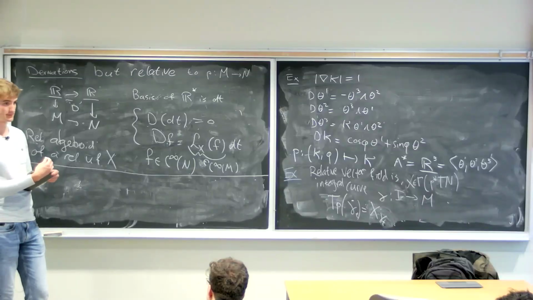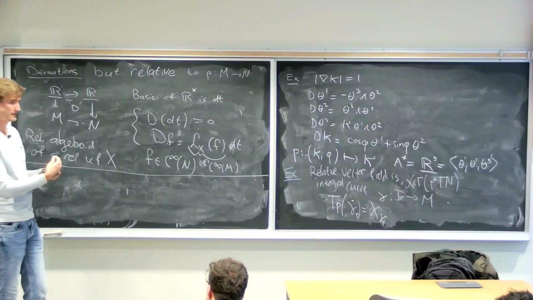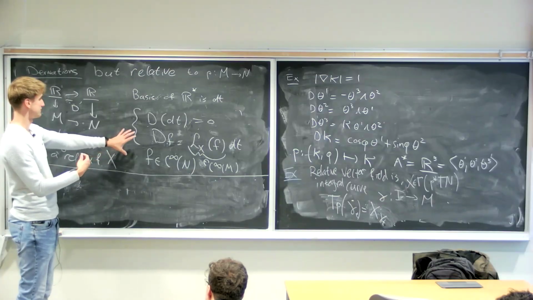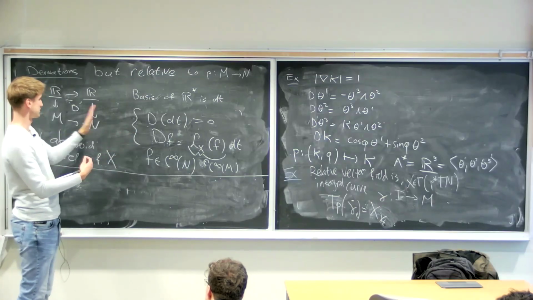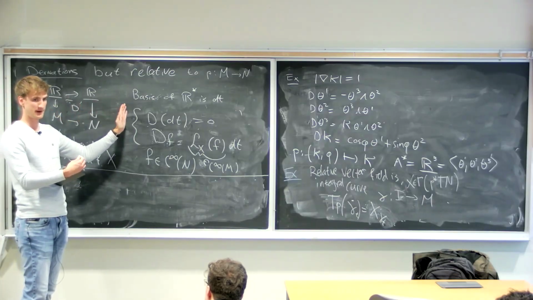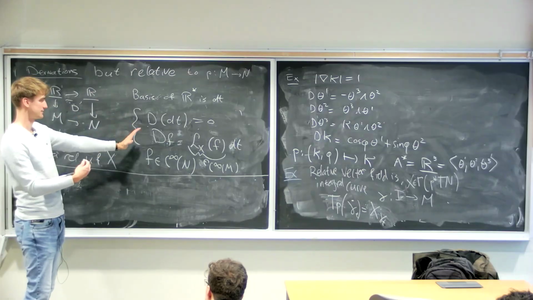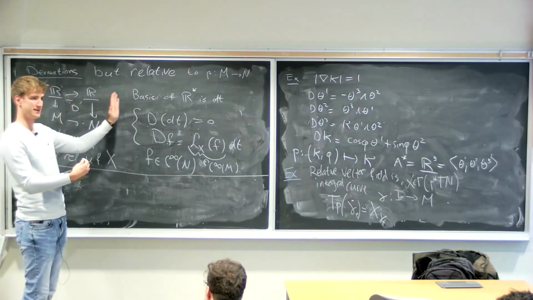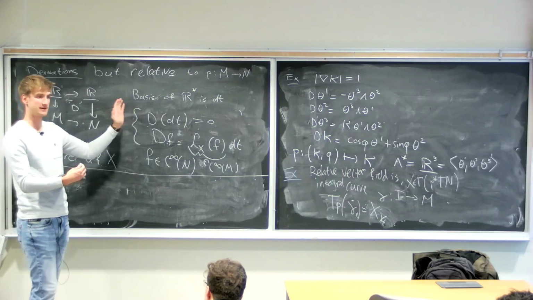And what is this relative algebroid? It's R and R. So for vector fields, you get a correspondence between rank one algebroids and vector fields. For relative vector fields, you get a correspondence between rank one relative algebroids and rank one relative vector fields.